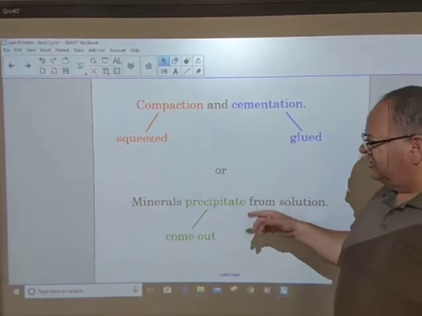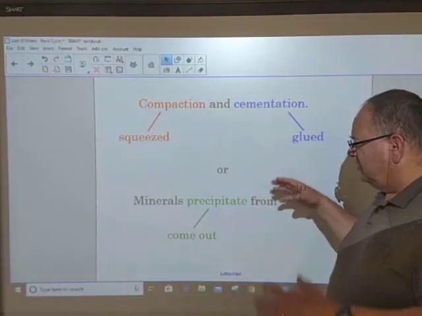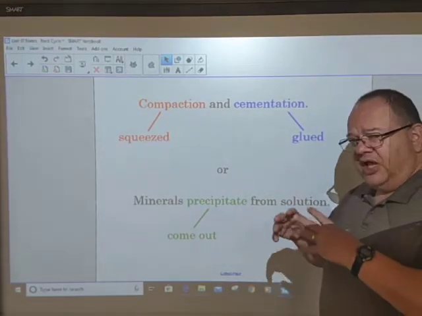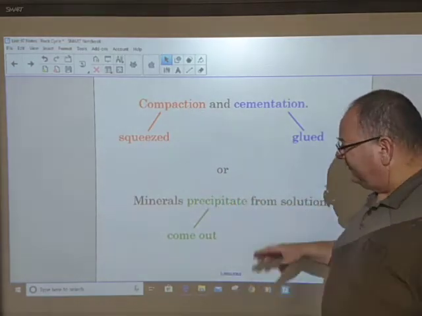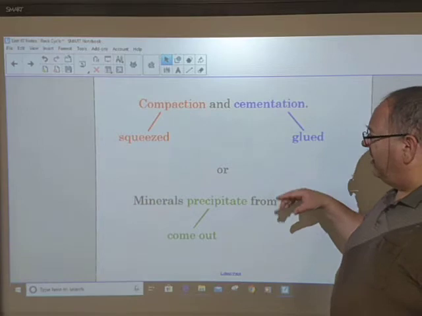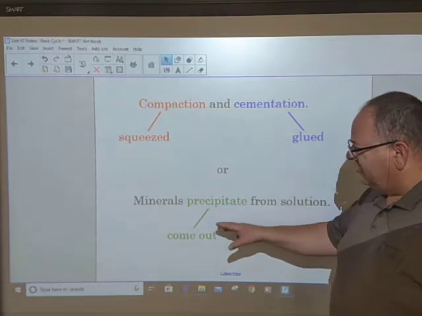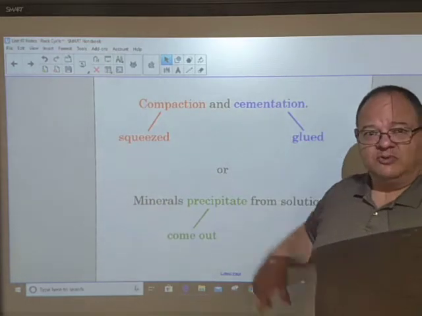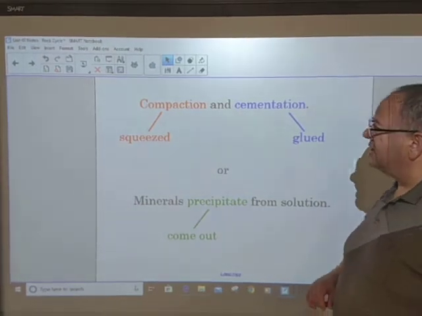Now you could also have situations where minerals just precipitate right out from solution without gluing a lot of other stuff. These can be very pretty things. But I think quite often this process of materials precipitating out is what makes the glue that holds other sedimentary rocks together.